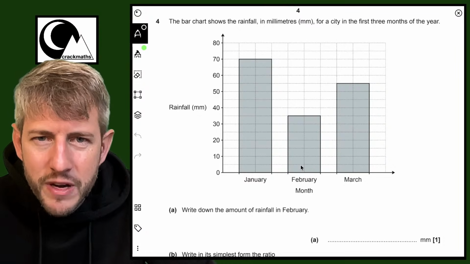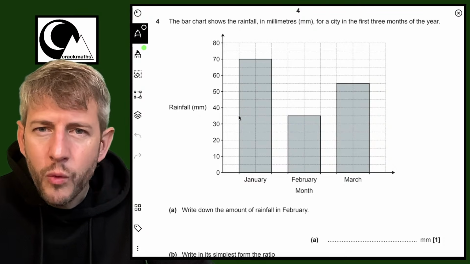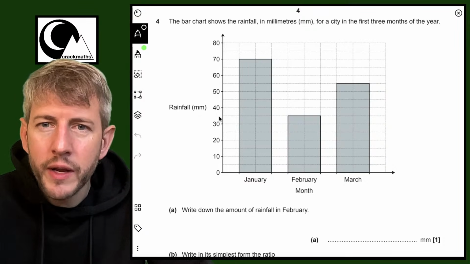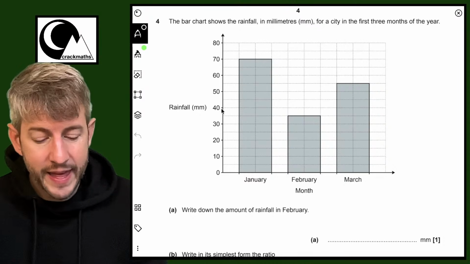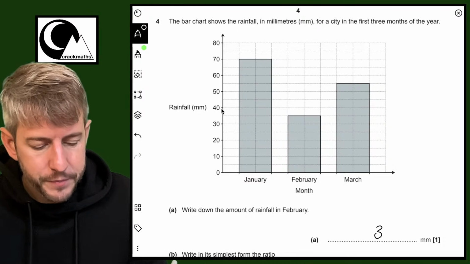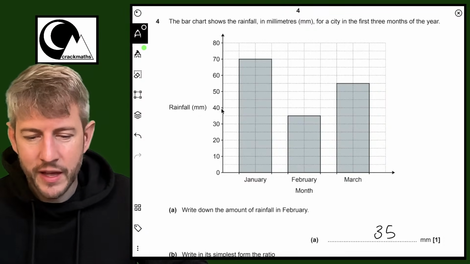If we read up to February, we can see up here. And then if we go across, we can see we're at the halfway point between 30 and 40. Well, halfway between 30 and 40 is 35 millimeters. Okay, so let's have a look at the next bit.